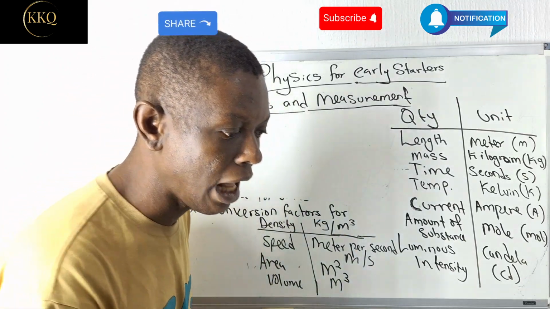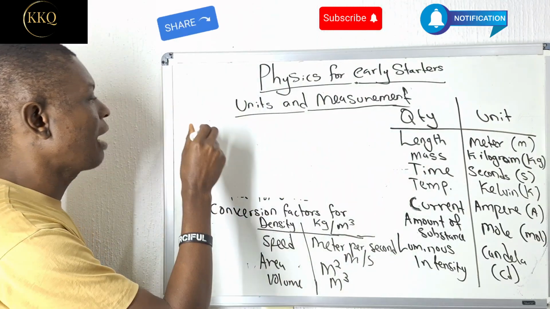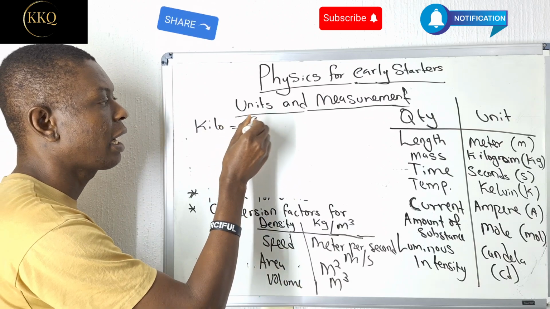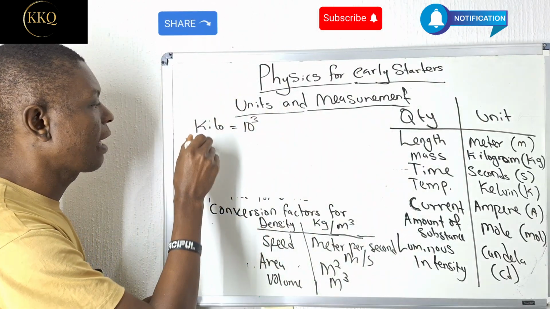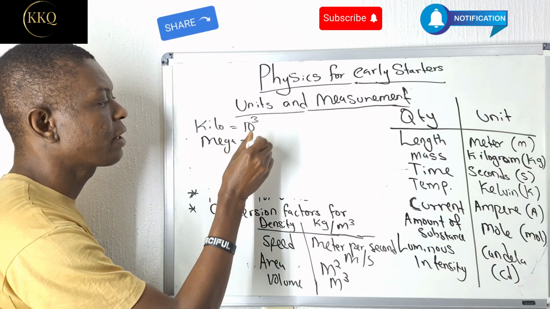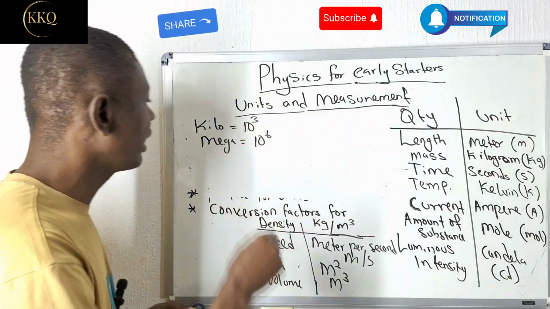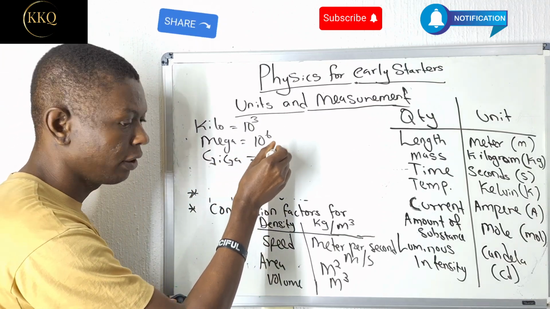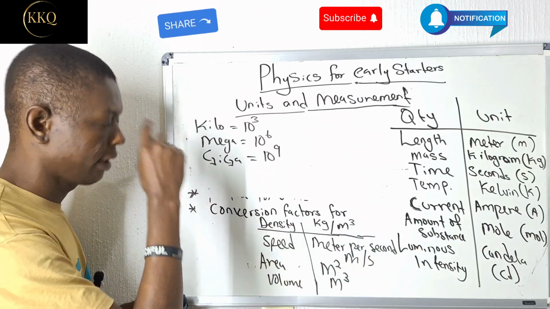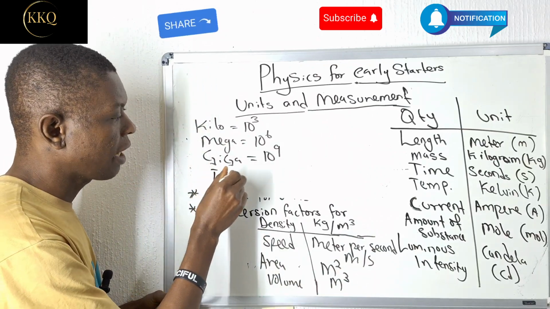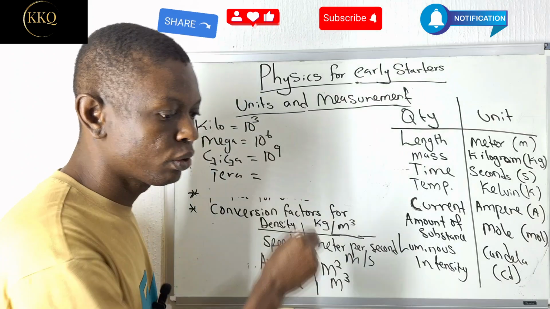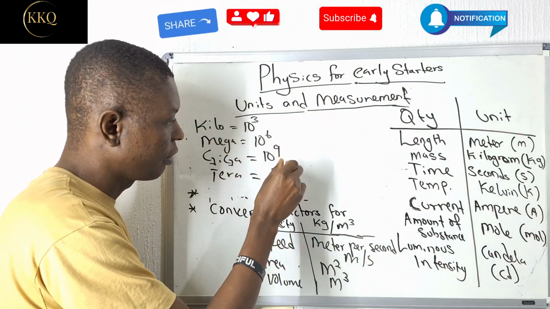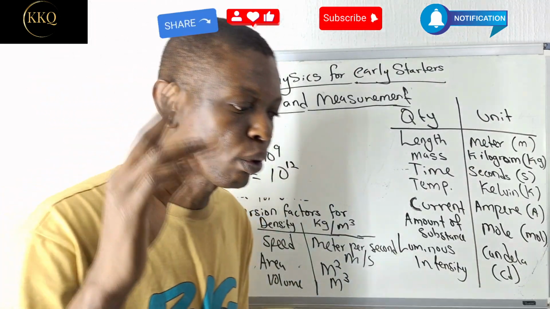Now, some of these prefixes we have are things like kilo. Kilo is simply 10 raised to power 3. We have things like mega. Mega is 10 raised to power 6. We have things like giga. Giga is 10 raised to power 9. And we have things like tera. Tera is 10 raised to power 12.